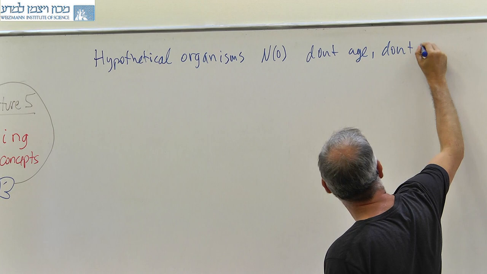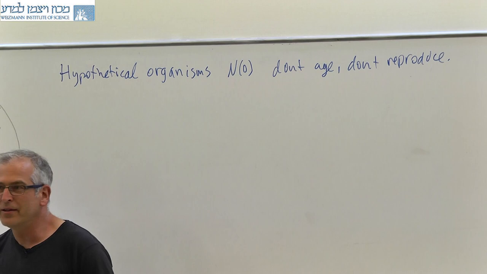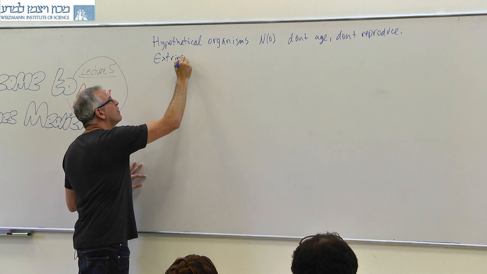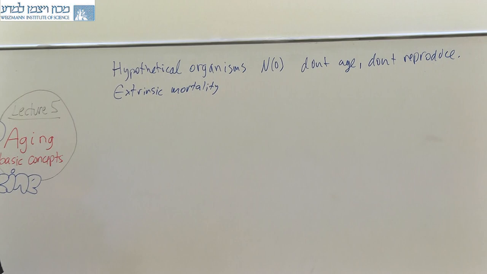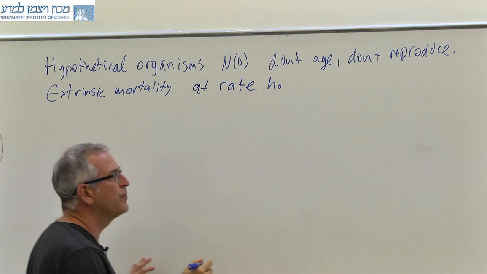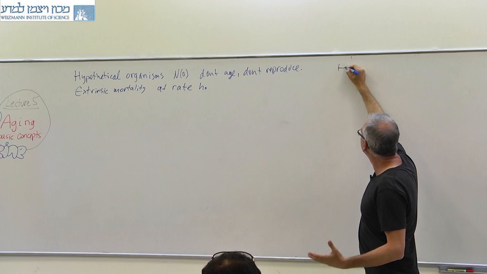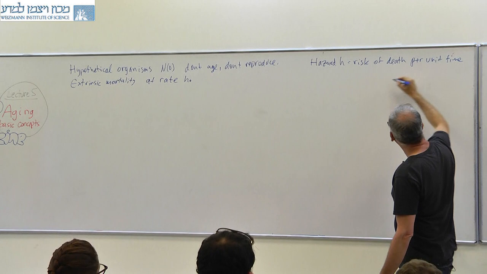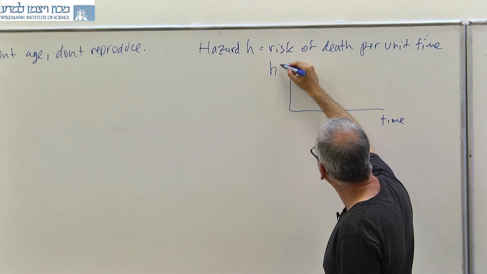I don't know. Now, on this island there are some predators, and these predators hunt them and kill them at some rate. That's called extrinsic mortality. Extrinsic because it comes from the outside, it's the predator. They're the same no matter if they're 100 years old or 2,000 years old, at rate H0. So I'm introducing some concepts for our lecture. The hazard, which is the risk of death per unit time. This is time, and this is the hazard. It's constant.